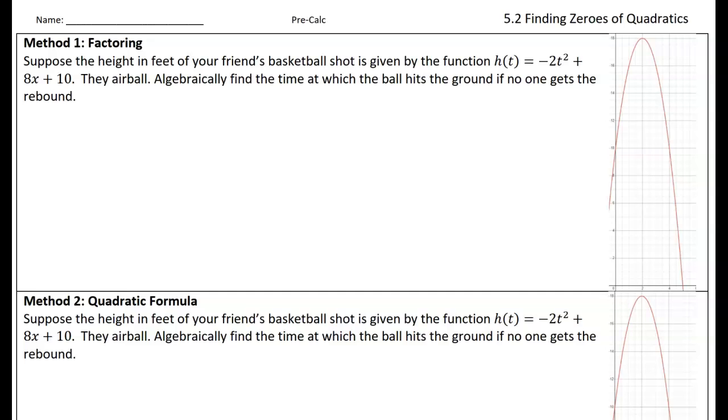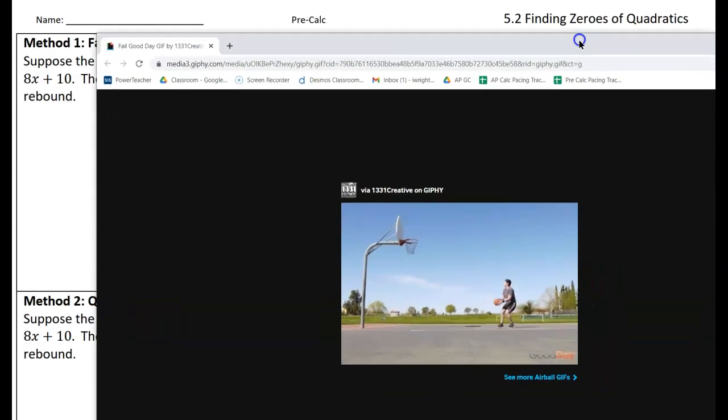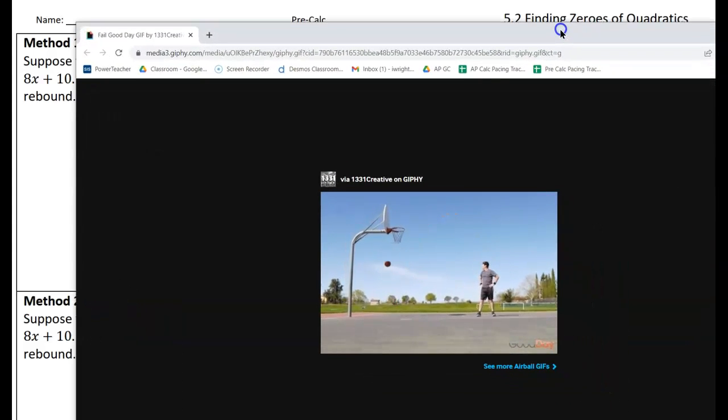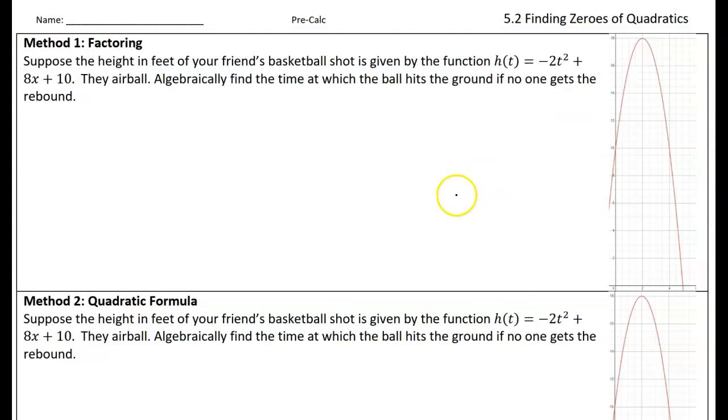So there's a bunch of different reasons why we might want to study the zeros of a quadratic function, aka where it touches the x-axis. And this example of your friend shooting an air ball is as good of a reason as any. So we're going to study several different methods here. The first is by factoring. And hopefully we're already pretty good at this.